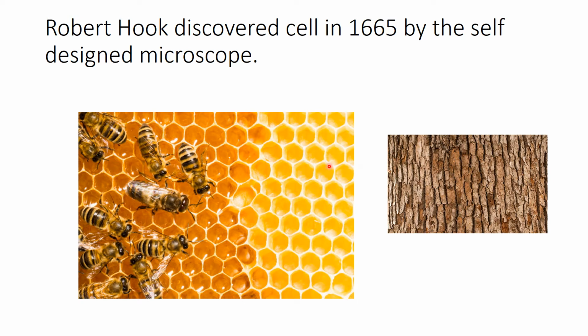So while examining this cork, what did he see? He took a thin slice of cork and observed it under the microscope, and he saw a structure which resembled a honeycomb. You can see the bees' honeycomb has this structure. He compared this structure with the honeycomb, like many small rooms, and then he gave this structure the name cell.